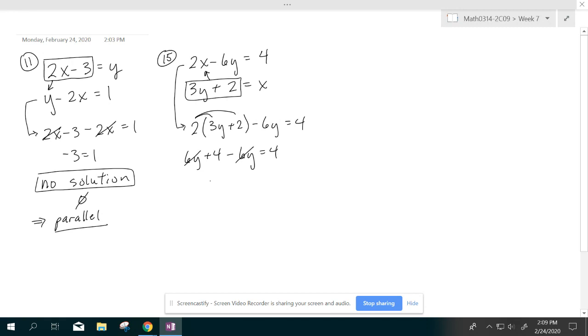Oh, man, so what am I left with? 4, is that true or false? So that means it's not no solution because that's true. Now this means something else. This means there's infinite solutions. How can two lines intersect everywhere? How is that possible? Huh? Exactly.